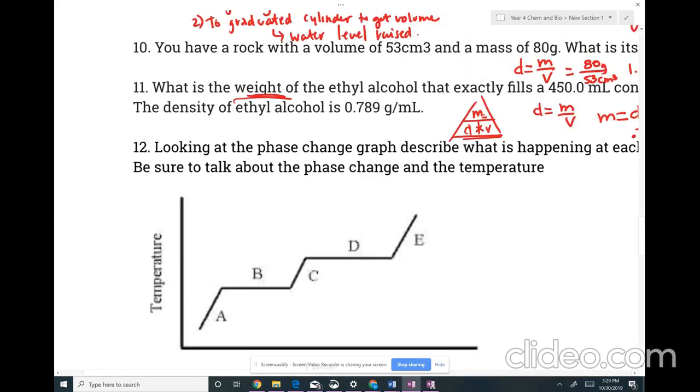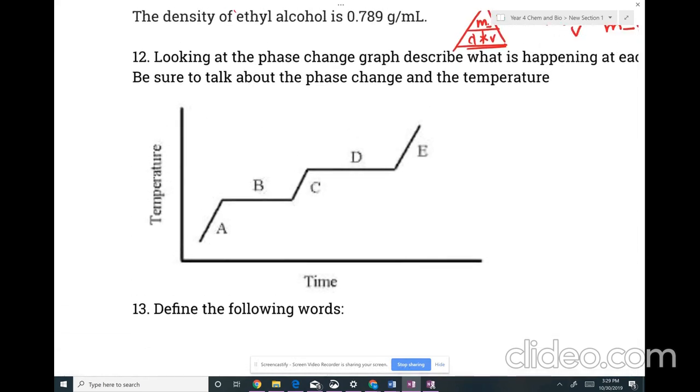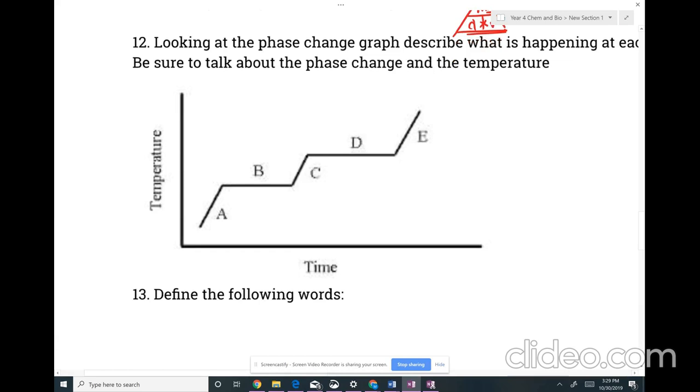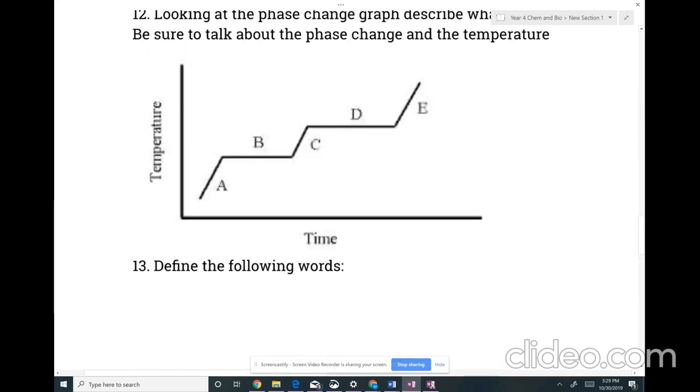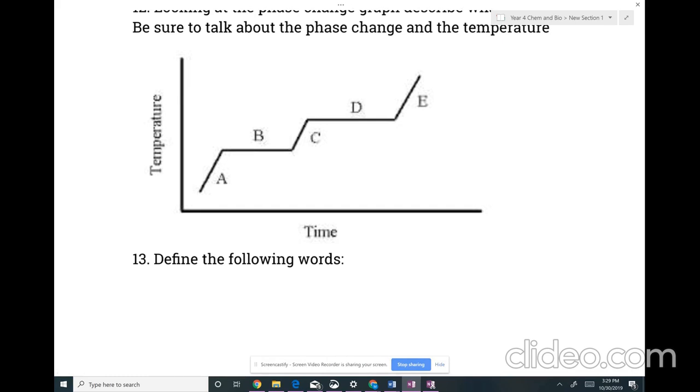Okay, so going back and looking at our phase change graphs, we have a couple of things going on. I'm going to combine some of the things you're going to see towards the bottom, and we'll combine some of those definitions. First thing to know is what each of these letters mean. We start with A, C, and E. At A, you start at the bottom, and it is a solid. At C, we are at liquid, and at E, we are at a gas.